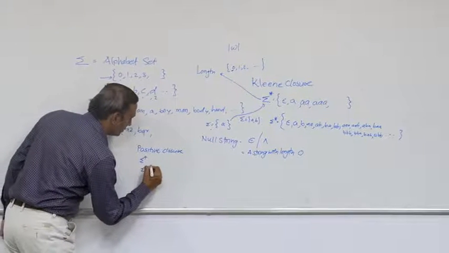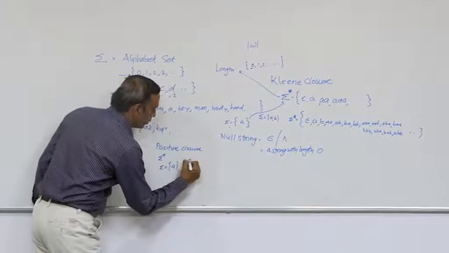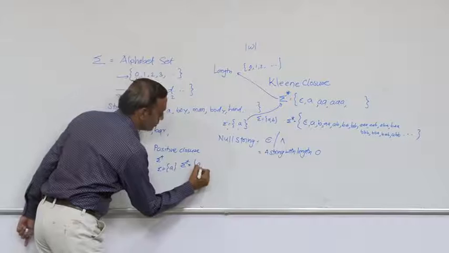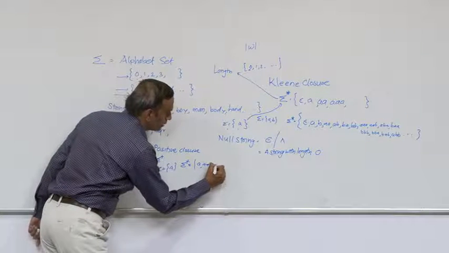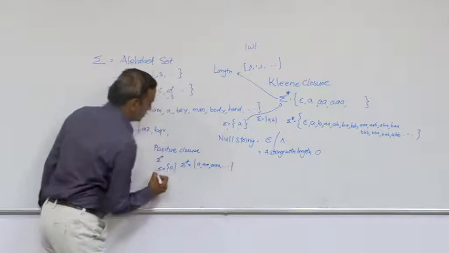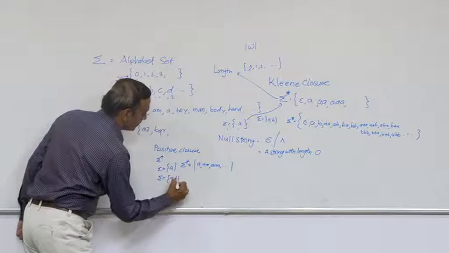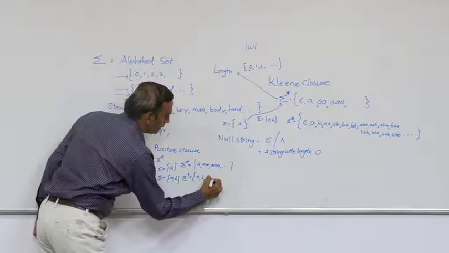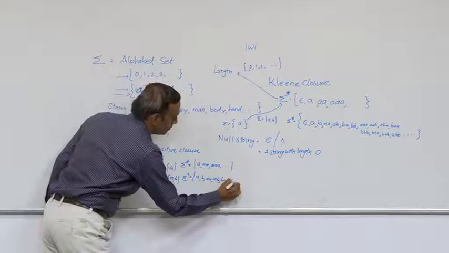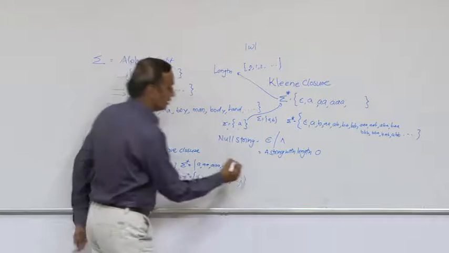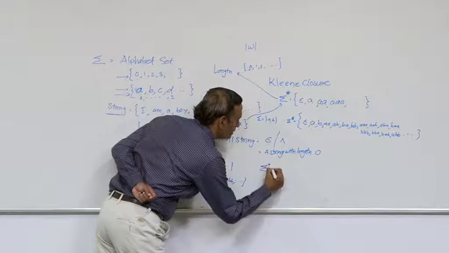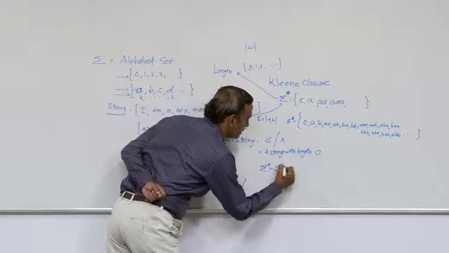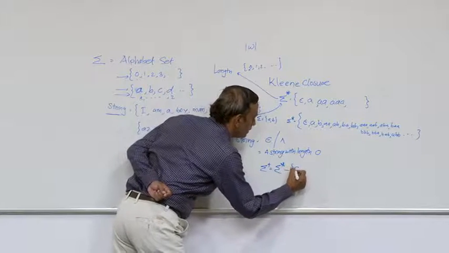So if I have sigma equal to A, then my positive closure would be: remove epsilon from this set, write everything whatever is remaining. So length 1, length 2, length 3 and so on. So if my sigma contains A, B, then sigma plus would be A, B, AA, AB, BA, BB and so on. So ultimately what we can conclude? We can say that sigma plus is equal to sigma star minus epsilon.